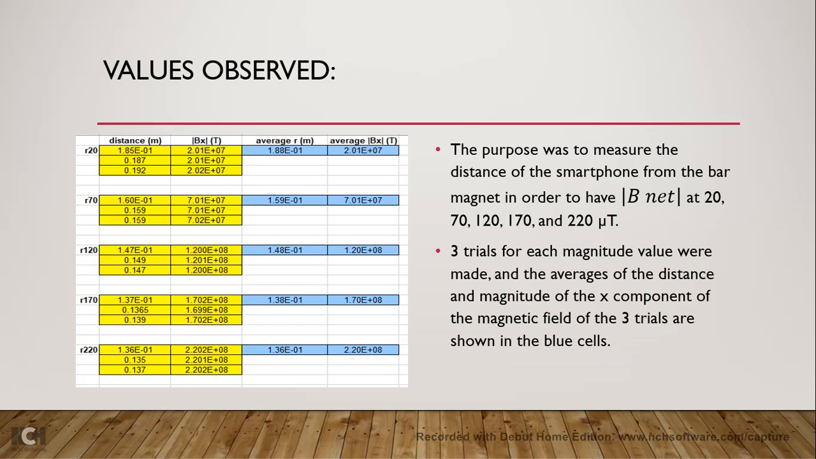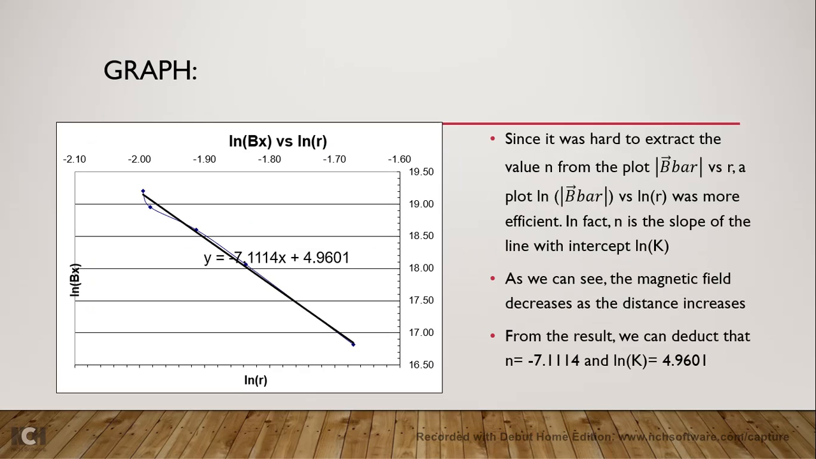The purpose is to measure the distance of the smartphone from the bar magnet in order to have the magnitude of B net at 20, 70, 120, 170, and 220 microtesla. I did three trials for each of these distances, and the blue cells represent the averages of the distance and the Bx. Here is the graph from the previous values.